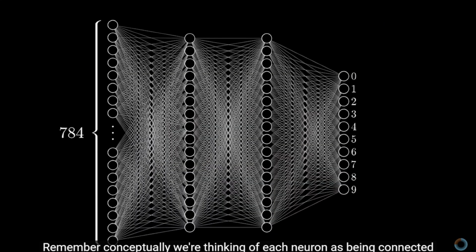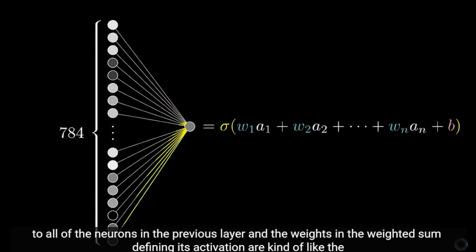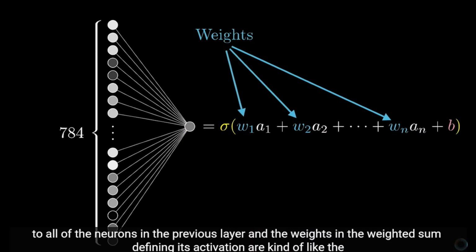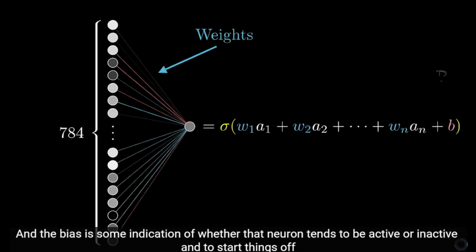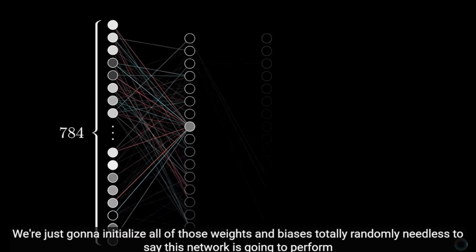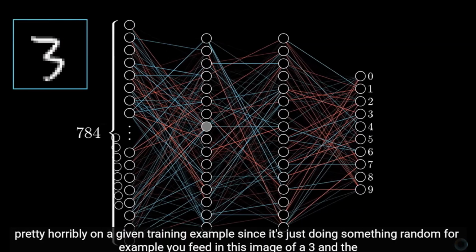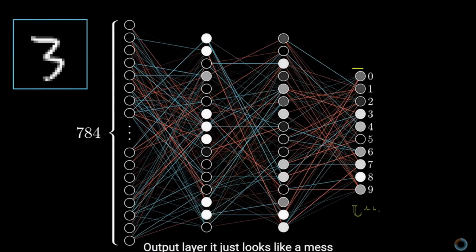Remember, conceptually, we're thinking of each neuron as being connected to all of the neurons in the previous layer, and the weights in the weighted sum defining its activation are kind of like the strengths of those connections, and the bias is some indication of whether that neuron tends to be active or inactive. And to start things off, we're just going to initialize all of those weights and biases totally randomly. Needless to say, this network is going to perform pretty horribly on a given training example, since it's just doing something random.